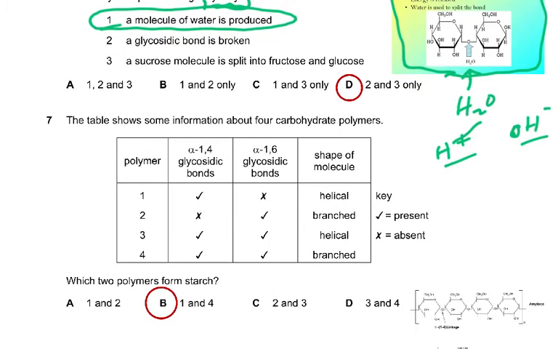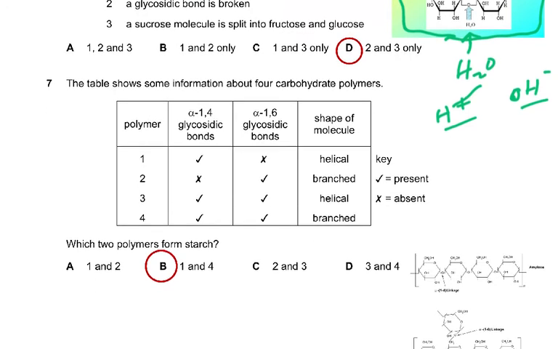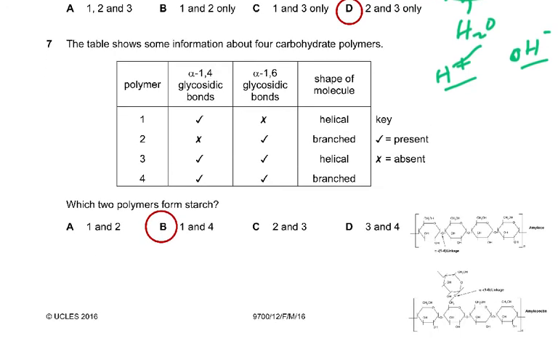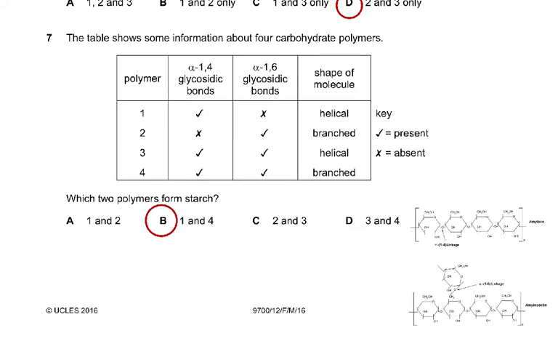Then we come on to question 7. Question 7 is the table shows some information about 4 carbohydrate polymers. So polymer 1, 2, 3, 4. Alpha 1,4 glycosidic bonds, alpha 1,6 glycosidic bonds, shape of molecule, and which two polymers form starch.